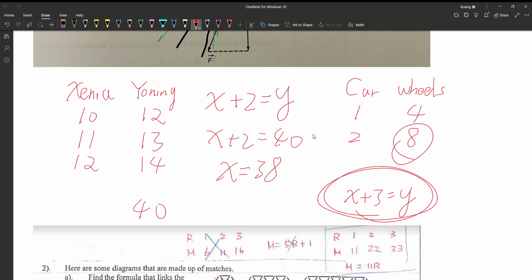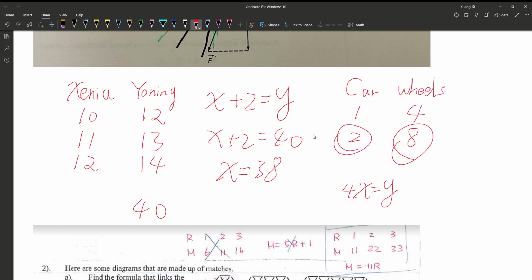So the correct relationship, the correct formula, the equation, should be 4x equals y. So you use the number of cars, multiply by 4, you will get the number of wheels. So if I have 10 cars, 4 times 10 equals 40. I should have 40 wheels. So 4x equals y should be the correct relationship between the number of cars and the number of wheels.